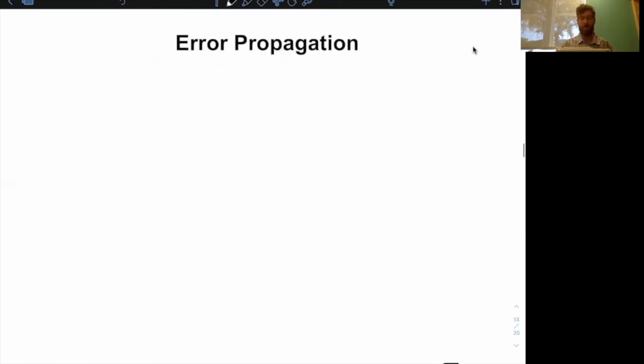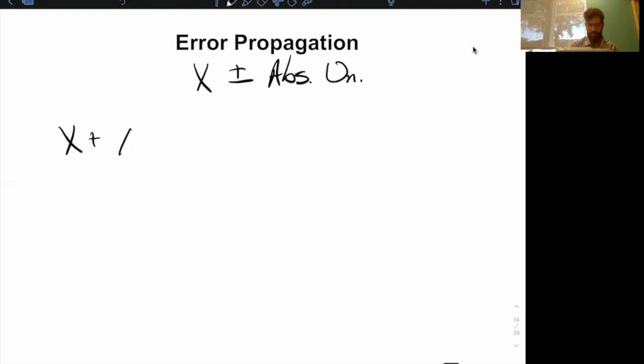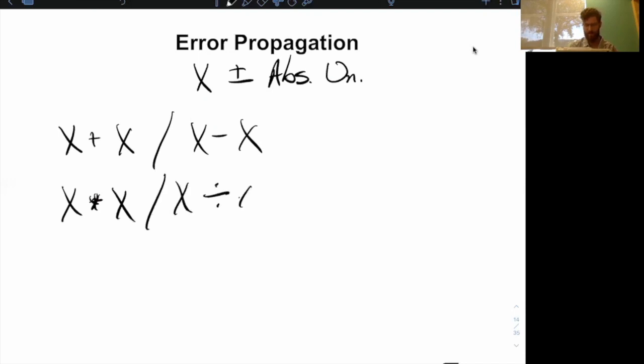Now, real quick, we need to talk about something that's really important, because calculating error, that's simple. Pretty much anybody can do that. Error propagation, that is a true elevated fundamental science technique. So what does that mean? Essentially, ladies and gents, if we have this quantity, x plus or minus our absolute uncertainty or error, what happens if I want to do x plus x? What happens if I want to do x minus x? What happens if I want to do x times x? x divided by x? Or what happens if I even want to raise x to a power?